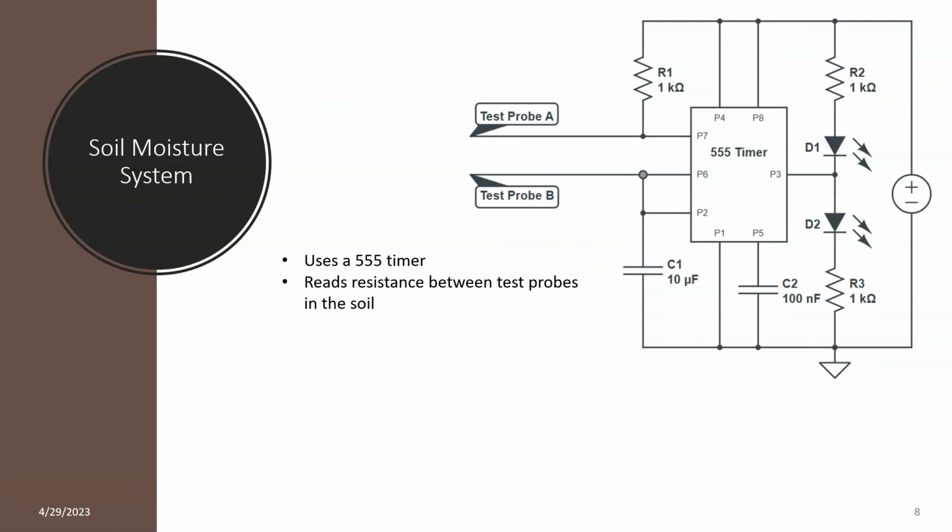For the soil moisture system, I'm using a 555 timer to test the resistance between 2 test probes in the soil. The 2 LEDs will flash back and forth depending on the moisture level. The more moisture, the faster they'll flash. As the soil dries out, the flashing will slow down. This will be an excellent tool for creating soil compositions that have appropriate drainage.